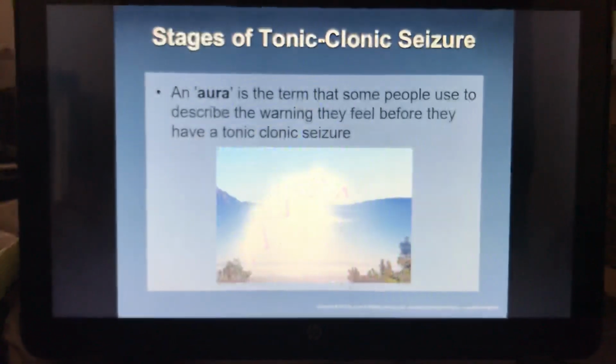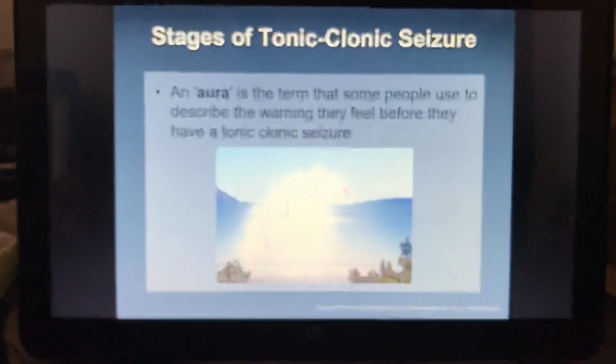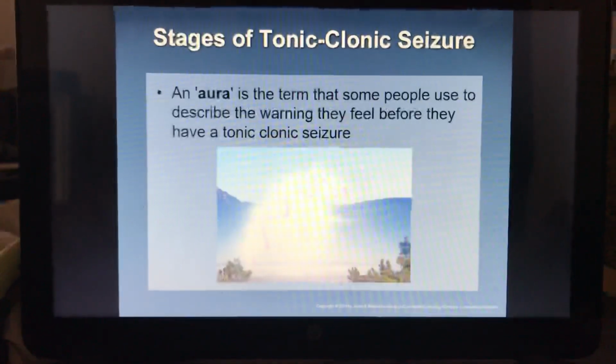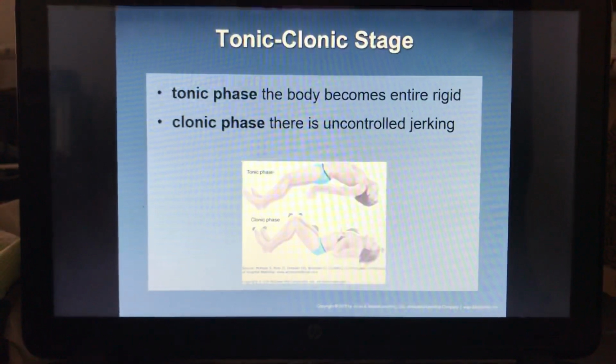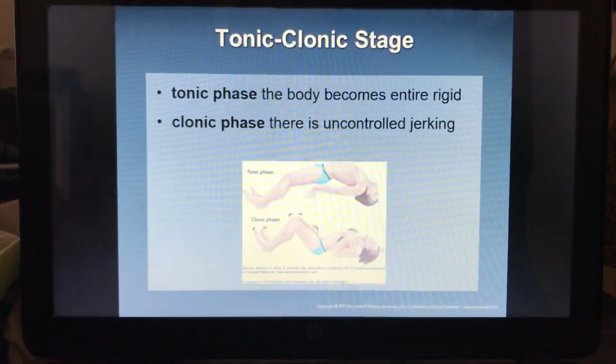And I've been with people saying, I'm seeing my rainbows again, or I've got that metallic taste. I'm probably going to have a seizure. So it's kind of nice. It gives you time to get ready to try to stop their seizure. So in a tonic-clonic seizure, again, you have the aura, you may not.